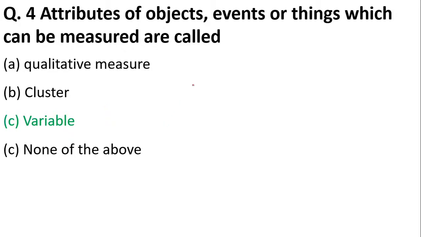Some examples are gender, okay, it could be male or female, or if you are doing some medical study, it could be heart rate, or it could be eye color. We know that so many different eye colors are there. So all these are called variables.